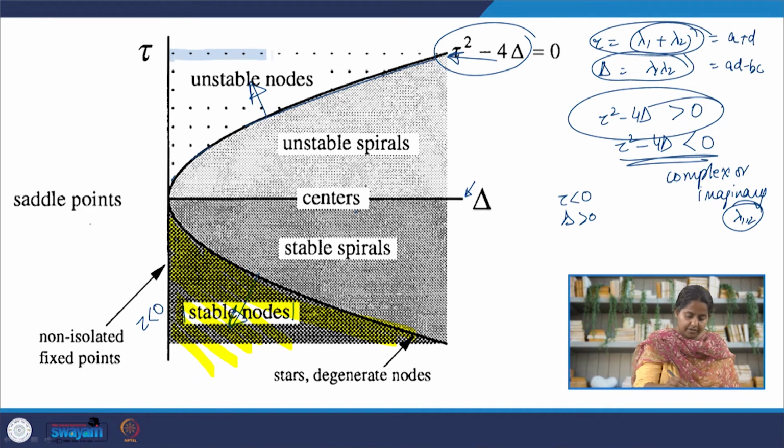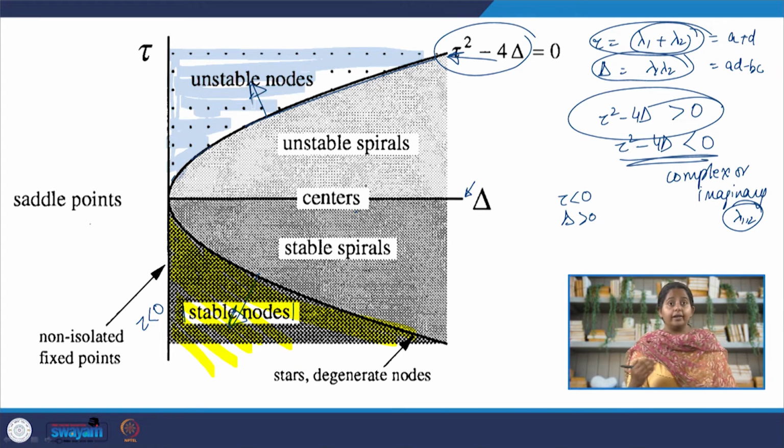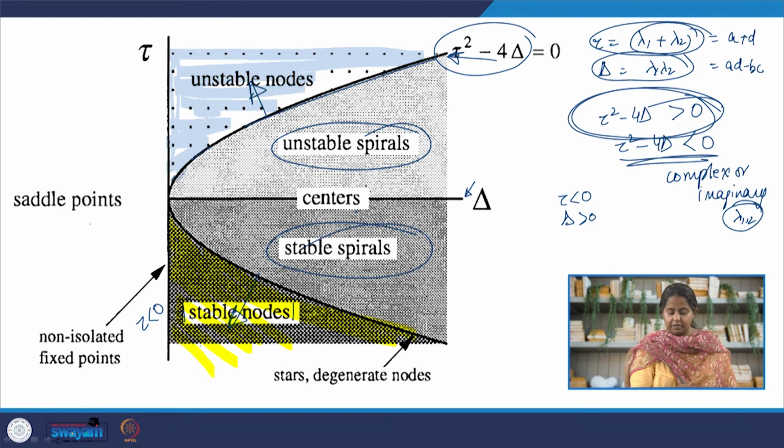Similarly, when we are dealing with this particular situation, this is where tau and delta are both positive and tau square minus 4 delta is greater than 0. Both eigenvalues are real and they are positive, we are dealing with unstable nodes. Now, when tau and delta are positive, but we are inside the curve, we are in the domain of unstable spirals. When delta is positive but tau is negative and we are inside the curve, which is tau square minus 4 delta is less than 0, we are dealing with stable spirals. When we are on the line, which is the x-axis line in this graph, we are dealing with centers because tau is 0.